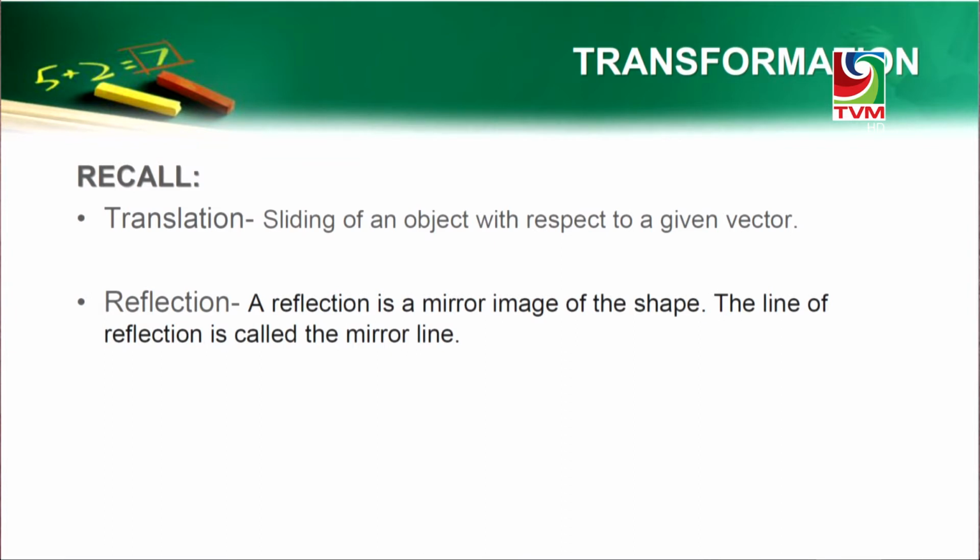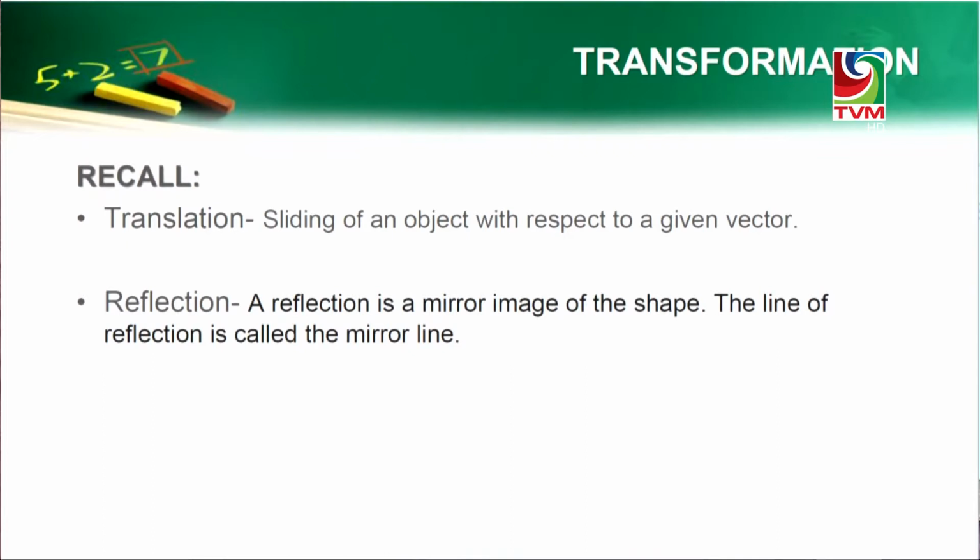Second type of transformation is reflection. A reflection is a mirror image of the shape. The line of reflection is called the mirror line. So when describing translation, you have to mention the word translation and the vector. Likewise, when describing reflection, you have to state the word reflection and the equation of the mirror line.